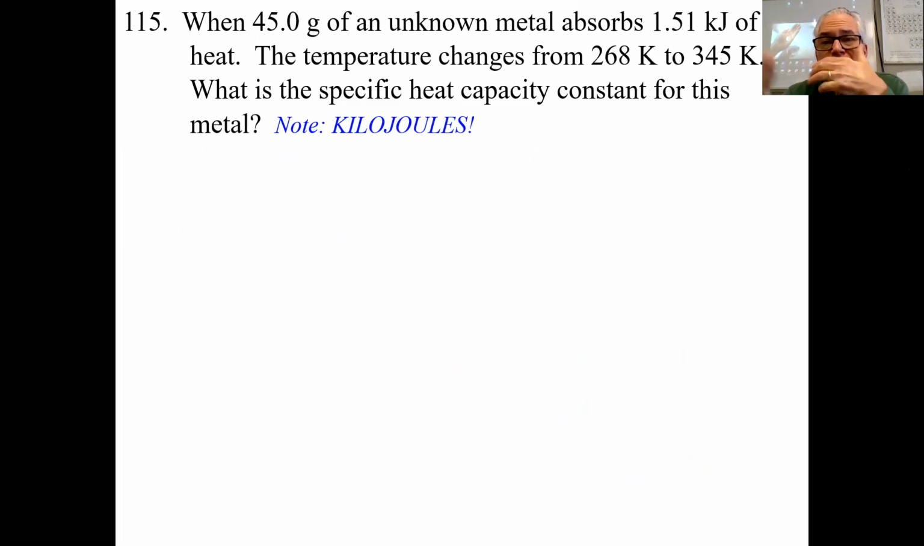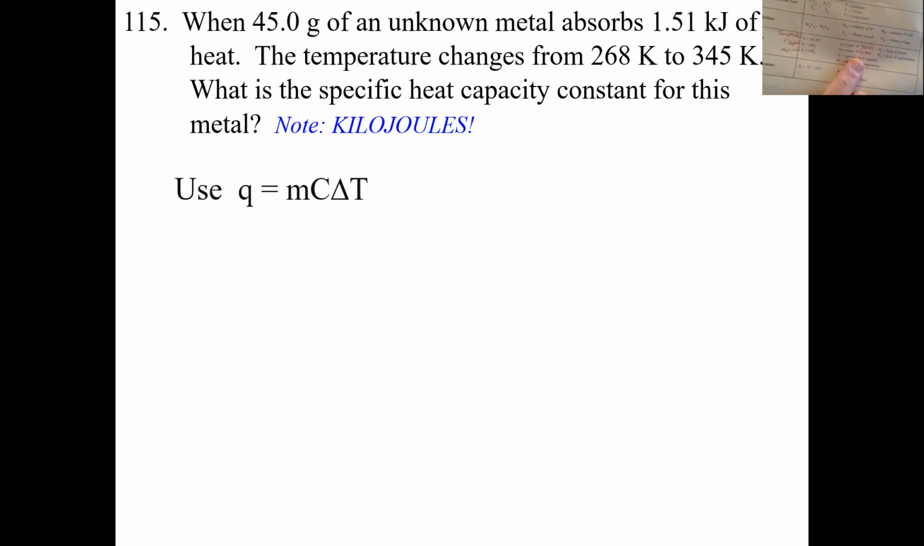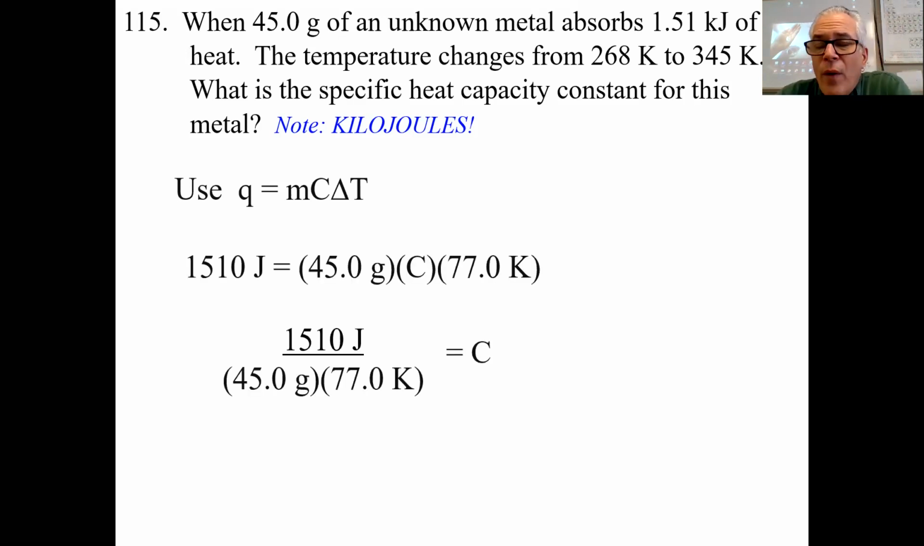The temperature changes. What's the specific heat capacity constant? And it says, note, kilojoules. That's not joules, kilojoules. Now, temperature changes. Got to have the Q equals MC delta T formula. Now, I don't like 1.51 kilojoules. Q, as you remember, and we wrote it down, is the energy in joules. This says kilojoules. So first step, get rid of these kilojoules. A kilojoule is 1,000 joules. So we're going to change that to be 1,510 joules. We're going to convert it right into joules.